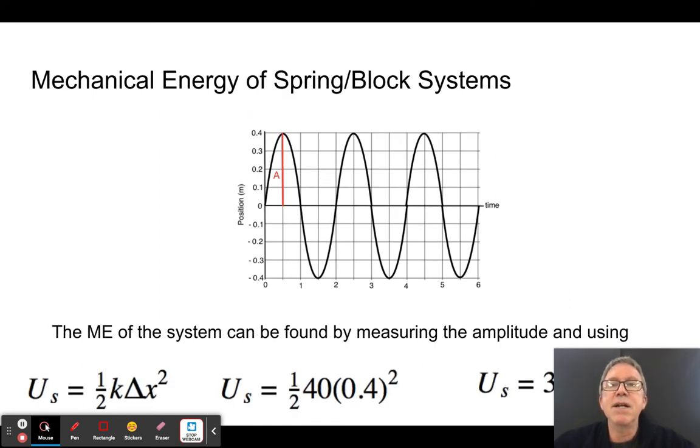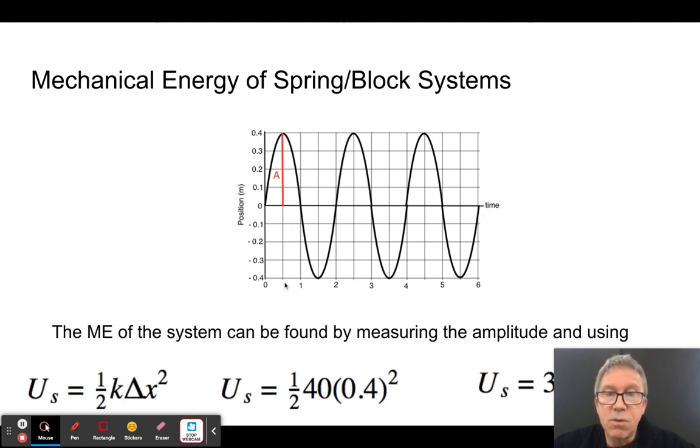Similarly, they could say, all right, what is the mechanical energy of this? Well, the mechanical energy I'm going to find by using the amplitude. So again, if I know the spring constant is 40, I can look at this and say, well, I don't need the period in order to figure out the mechanical energy of the system, but I do need to know the displacement. So amplitude is the maximum displacement from equilibrium. In this case, it's 0.4.